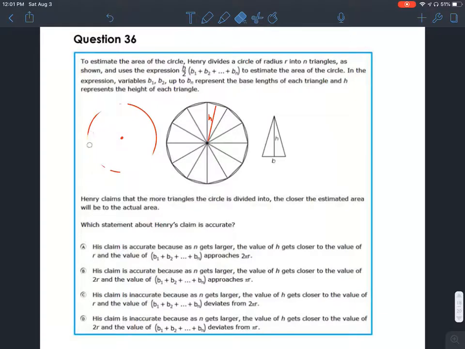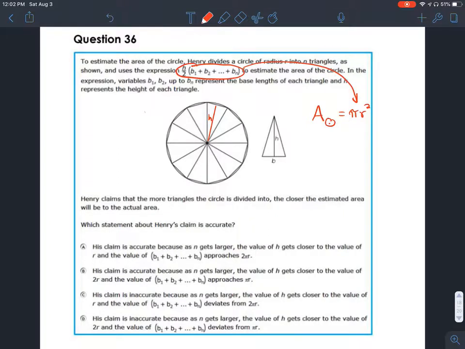So I can certainly get behind that, even though that was never questioned. But we want to understand and try to make sense of what they're saying. Which statement about Henry's claim is accurate? Now let's keep in mind that the conventional method to find the area of a circle is pi times the radius squared. This dude's claiming that this is a good estimate of this. So let's see how this shapes up.